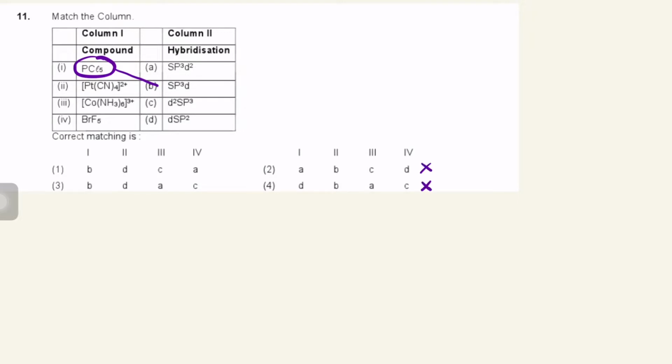Second, platinum with coordination number 4 will always be a square planar complex, so it will be dsp2. So second will be matching with D. Okay, so up to that it is okay.